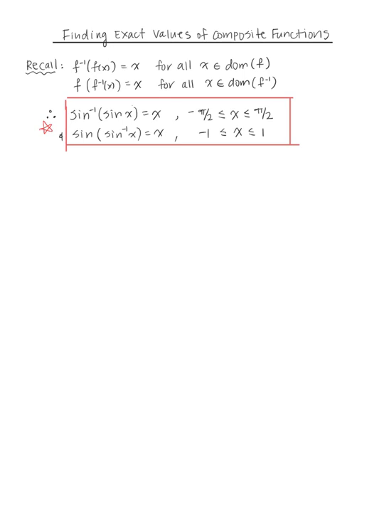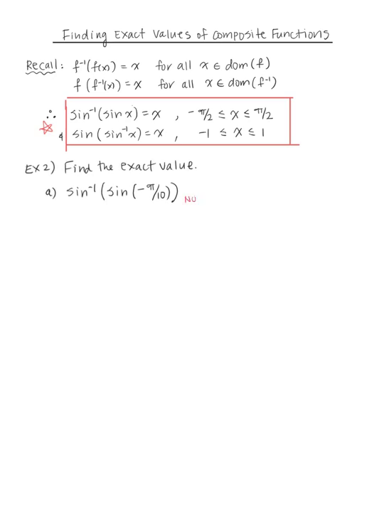Okay, so let's take a look at some examples. This will be example number 2, I believe. Find the exact value. All right, so let's go with A: sine inverse of sine of negative pi over 10. Let's do this problem first.